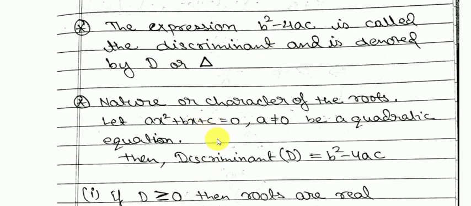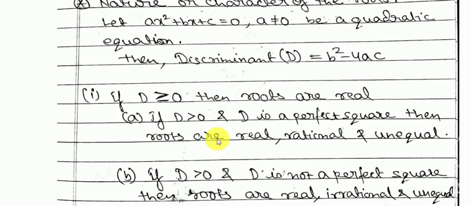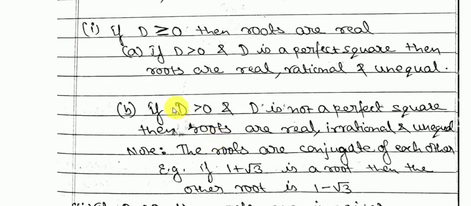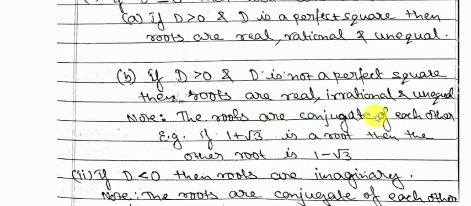This also you will have done in class 10, so let us revise once. First, if D is greater than or equal to 0, then roots are going to be real. If D is greater than 0 and D is a perfect square, then roots are real, rational and unequal. If D is greater than 0 and D is not a perfect square, then roots are real, irrational and unequal, and they are conjugates of each other.